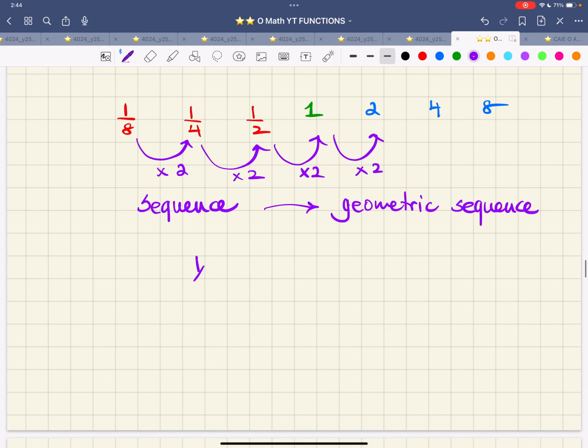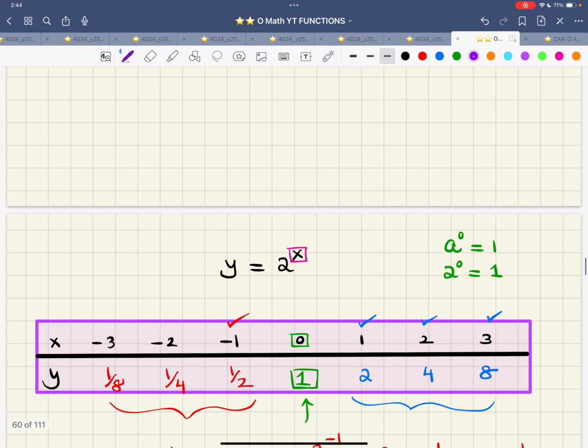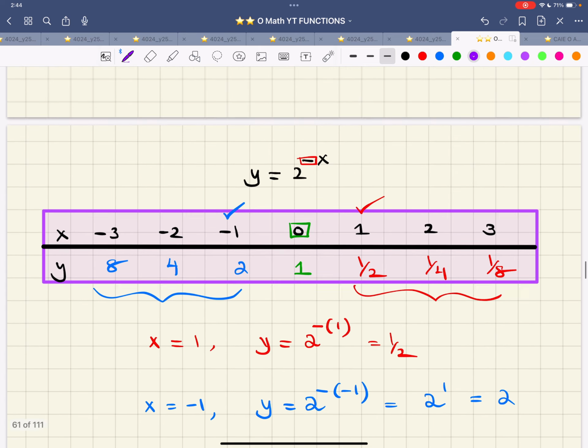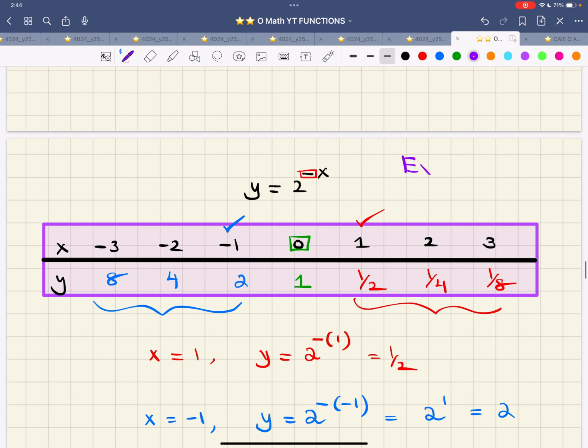Over here, 1 over 8 is getting bigger. So therefore, it's a scenario of growth. Hence, this is a graph of exponential growth. And over here, this is a graph of exponential decay.